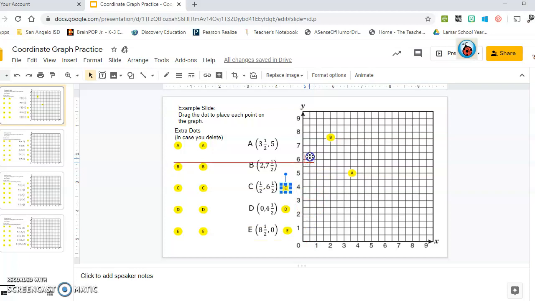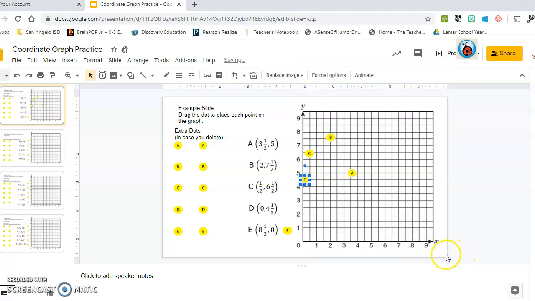Let's look at D. My ordered pair is 0, 4 and 1/2. So if 0 is my first number, I'm not going to move from here because I've already gone across. I'm at 0. Now I'm going to go up to 4 and 1/2. That's right between 4 and 5. So my number would go right there, on that point right there.